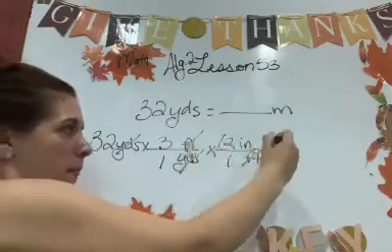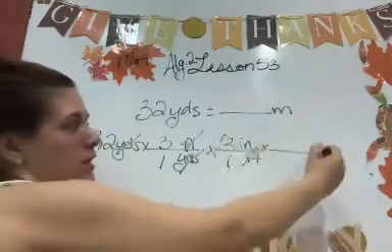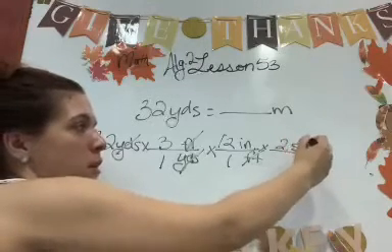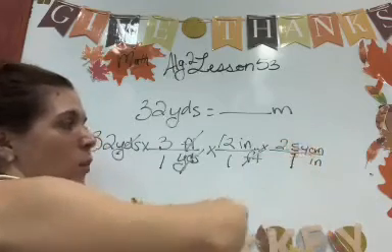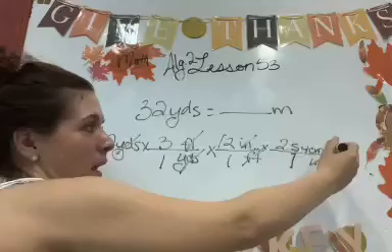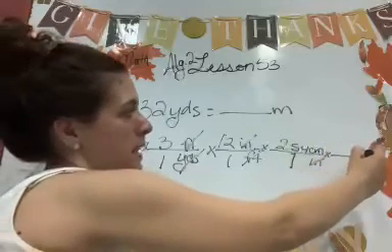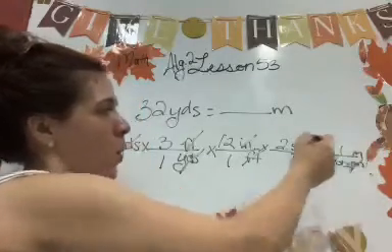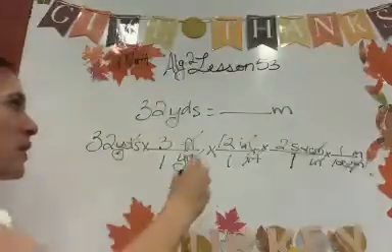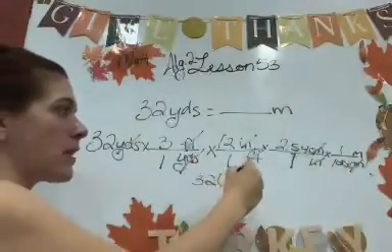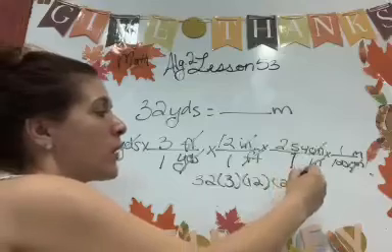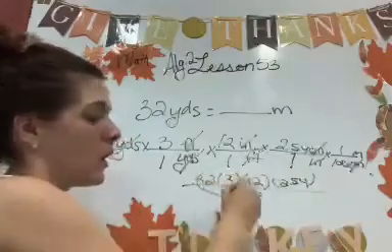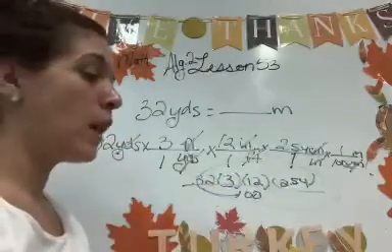Cancel, cancel. Okay, now I need to get rid of inches. Inches on the bottom, centimeters on top. There's 2.54 centimeters over 1 inch. Cancel, cancel. Now we have centimeters and we need to get to meters. Centimeters on the bottom, meters on the top. Cancel the centimeters, and we're left with 100 centimeters and 1 meter. So our answer is going to be 32 times 3 times 12 times 2.54 over 100. And then you check your units and you know that you got it right.